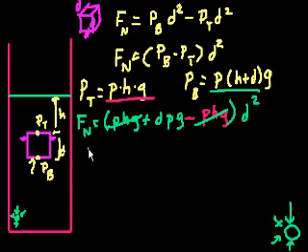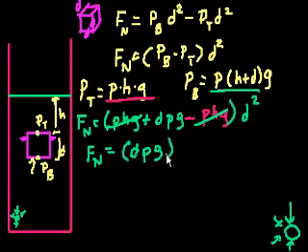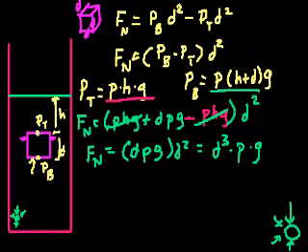So we're just left with what's the net force? The net force is equal to d rho g times d squared, or that equals d cubed times the density of the liquid times gravity. Well, let me ask you a question. What is d cubed? D cubed is the volume of this cube, right? And what else is it? Well, it's also the volume of the water displaced, right?